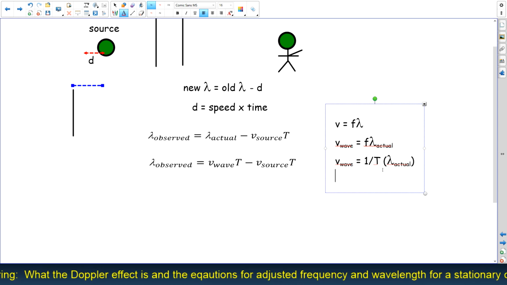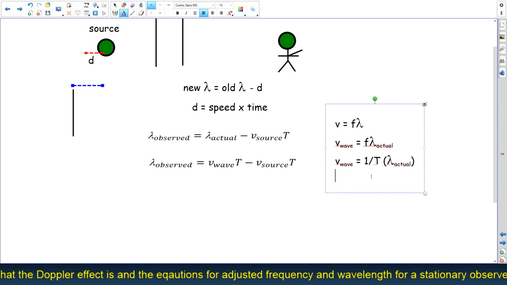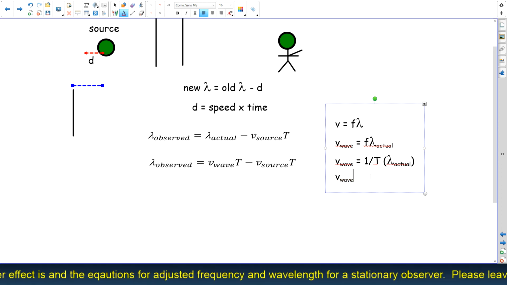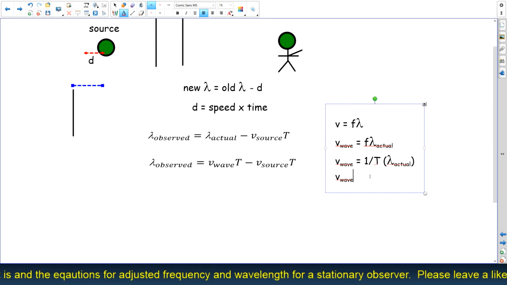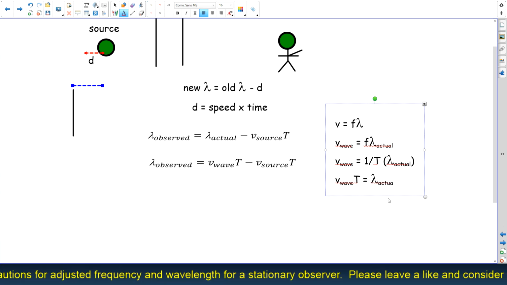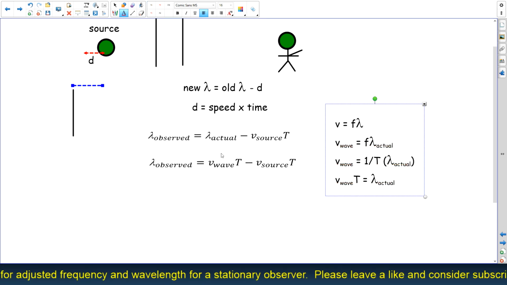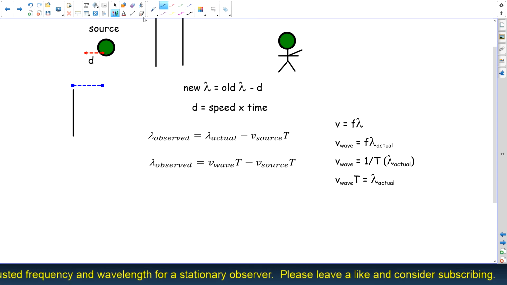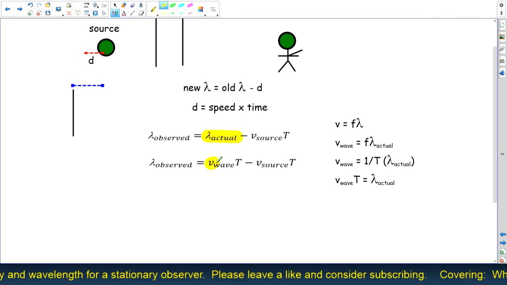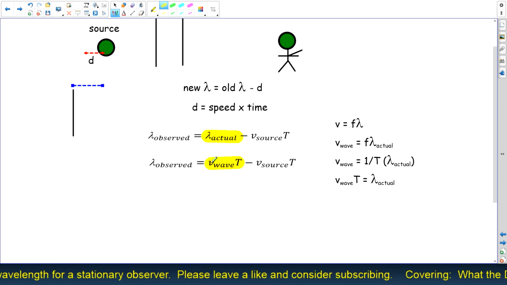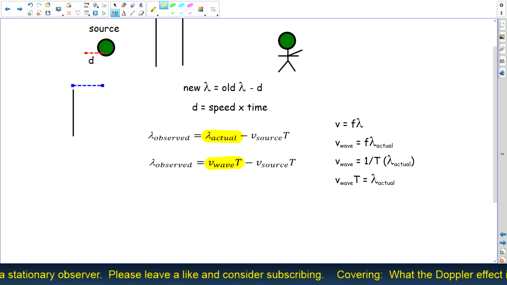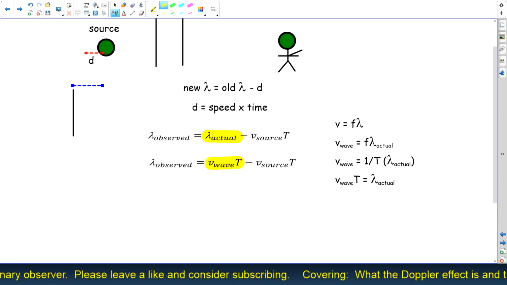Now, a little bit of cross multiplying then, multiply both sides by T. That gives me that V wave times T is equal to lambda actual, which is all we've done here. We've replaced lambda actual with V wave T, the speed of the wave times its time period. Okay, are we happy enough with that?